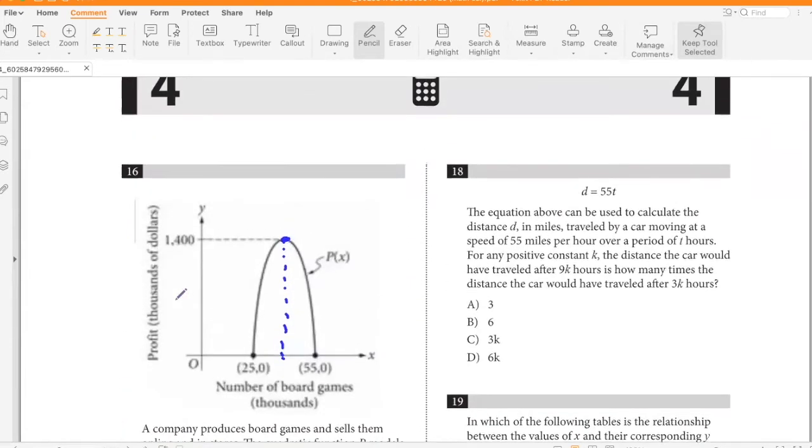The equation above can be used to calculate the distance in miles traveled by a car moving at a speed of 55 miles per hour over a period of t hours. For any positive constant k, the distance the car would have traveled after 9k hours is how many times the distance the car would have traveled after 3k hours? So distance is proportional to time. So that would be 9k by 3k. So that's 3.